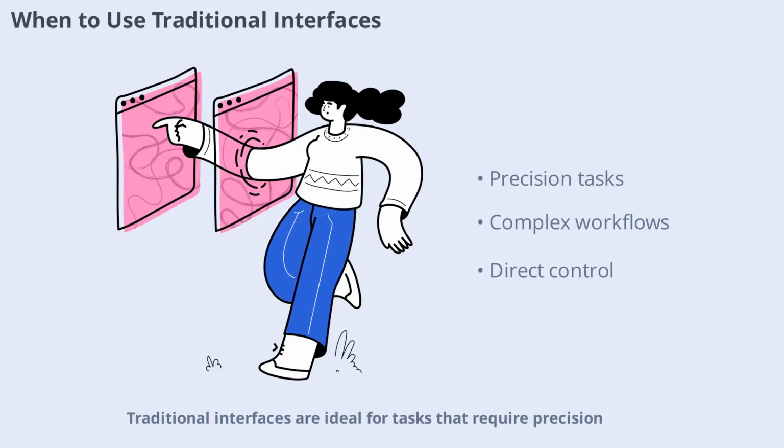Traditional interfaces are ideal for tasks that require precision, such as editing documents, managing spreadsheets, or designing graphics. They offer direct control and a clear overview of options, making them suitable for complex workflows where accuracy is key. For professionals and power users, these interfaces remain essential.